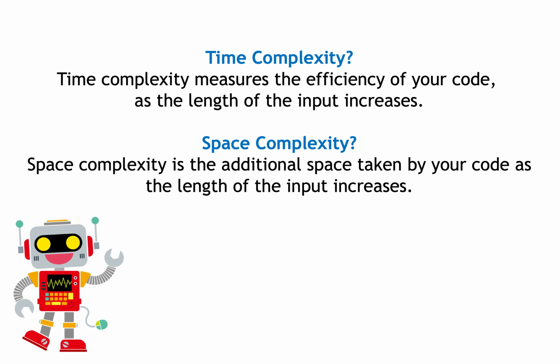Time complexity measures the efficiency of your code as the length of the input increases. Space complexity is the additional space taken by your code as the length of input increases.